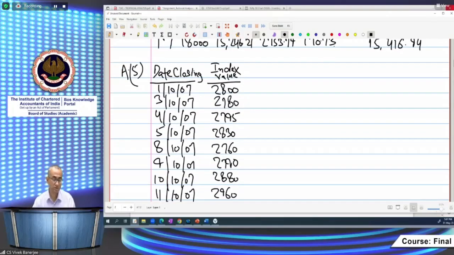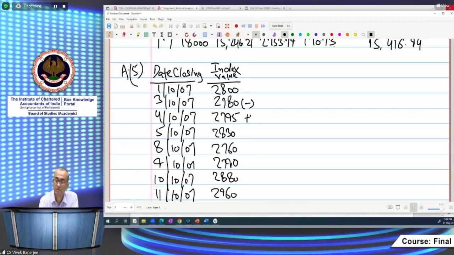Now, date closing and the index value. First of all, let us see whether on the succeeding day the index value is increasing or not. If it has increased, indicate it by plus, and if it is decreasing, indicate it by minus. So on 1/10/07 the index value is 2800, and on 3rd October it is 2790, which means it is decreasing.